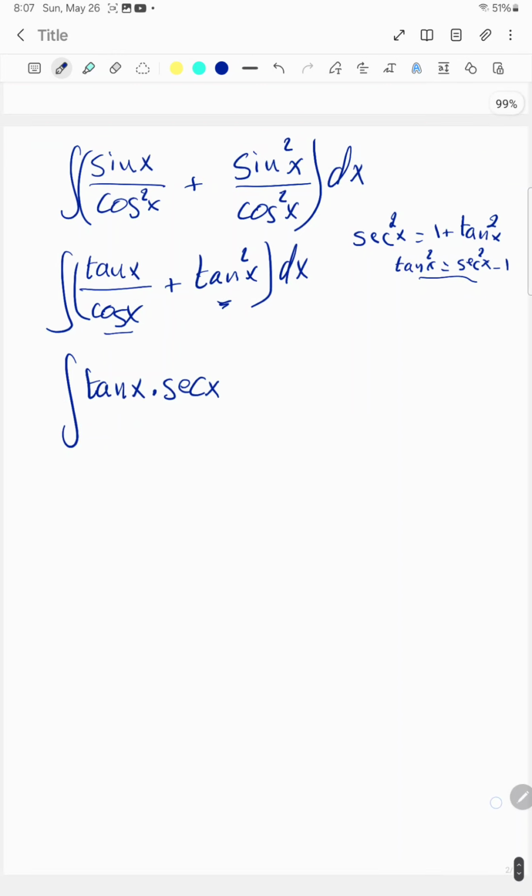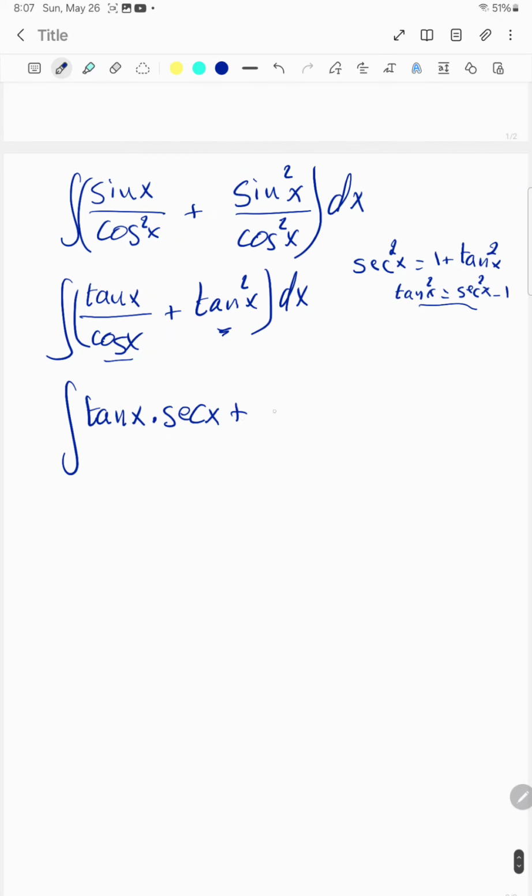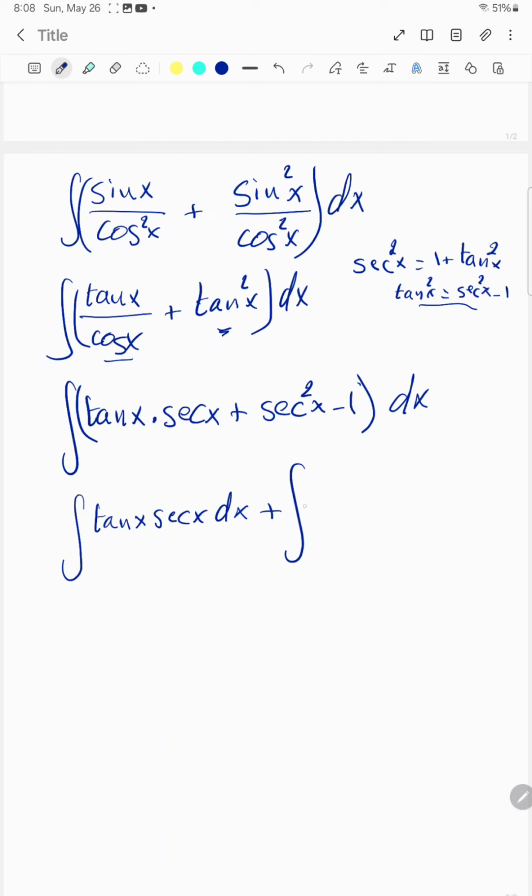And instead of saying tan square of x, I will say plus sec square of x minus 1, and all that is dx. Now I know I can write it as three integrals. It will become the integral of tan of x sec of x dx plus the integral of sec square of x dx minus the integral of dx.